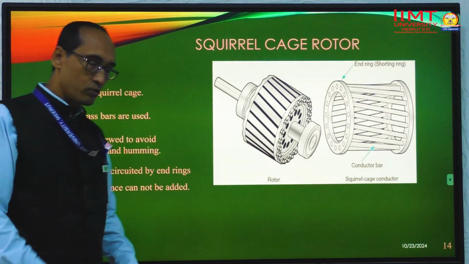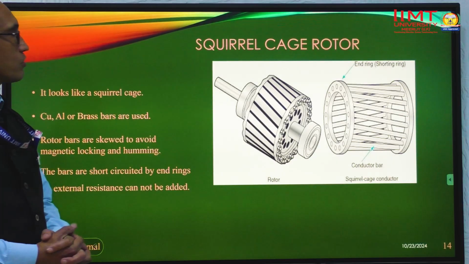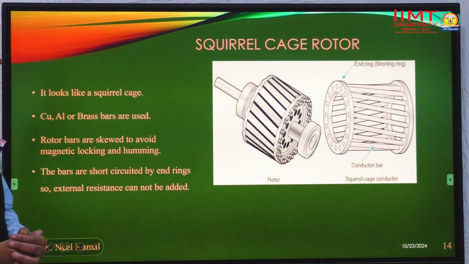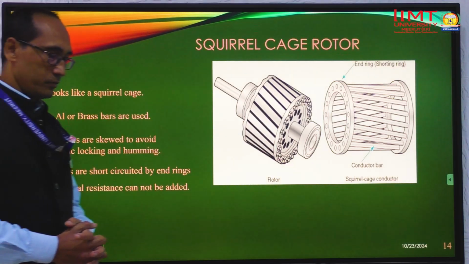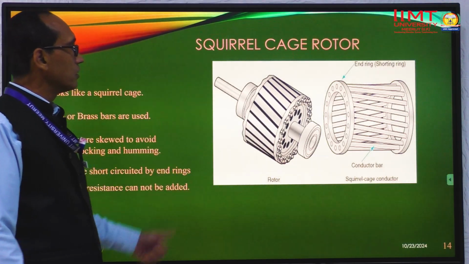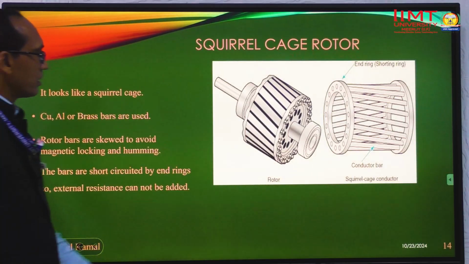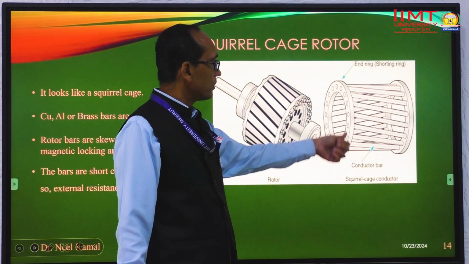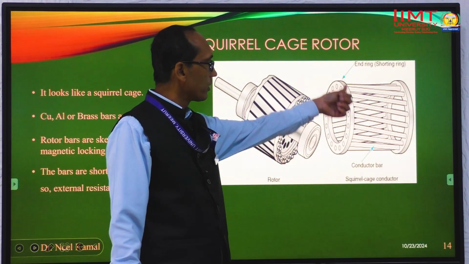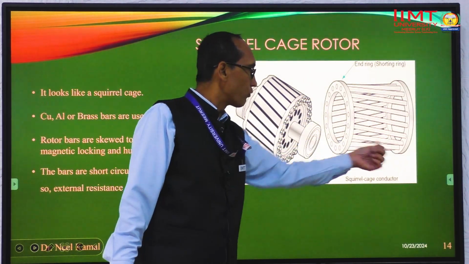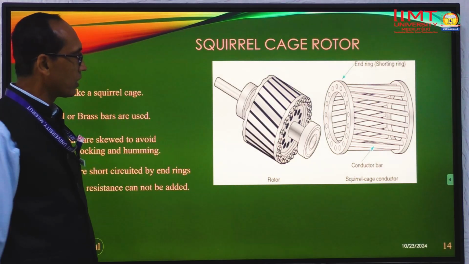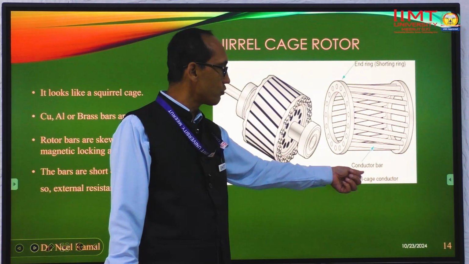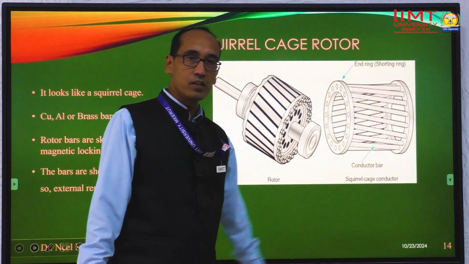We basically have two types of rotor here. One is known as the squirrel cage type rotor, and the second is known as the slip ring type induction motor. In the squirrel cage type rotor we have the squirrel cage shape, in which there is a circulating ring on both sides of the rotor. This is basically for the short circuiting of the different bars.